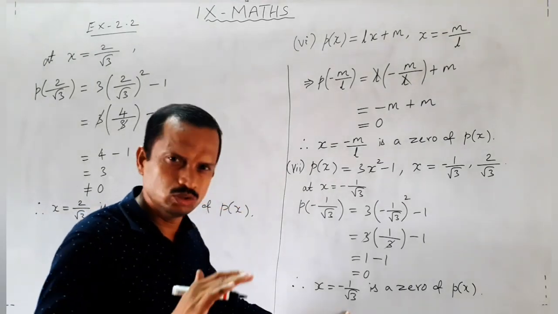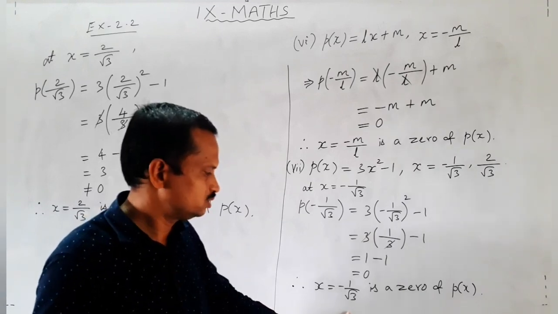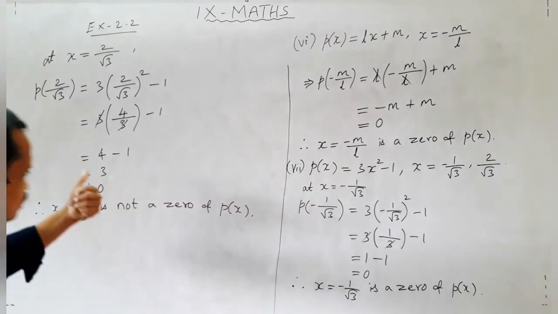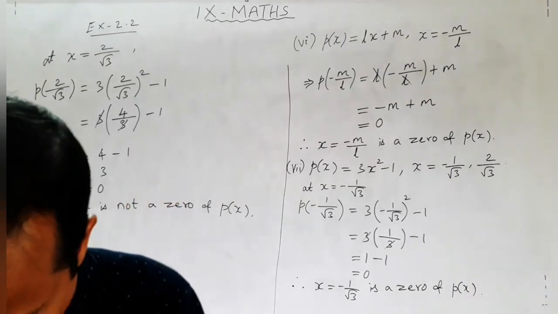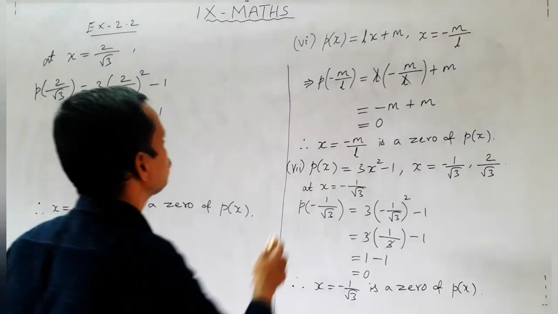Here, minus 1 by root 3 makes the value of the polynomial 0. Therefore, we can say x equal to minus 1 by root 3 is a 0 of p of x. Here, not like that. So, it's not a 0 of p of x. That's all. So, coming to the fourth sum, that we will see.